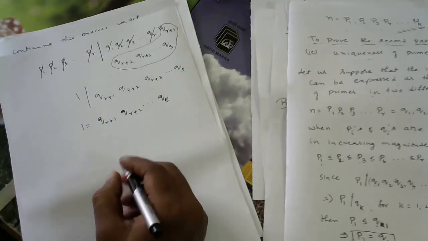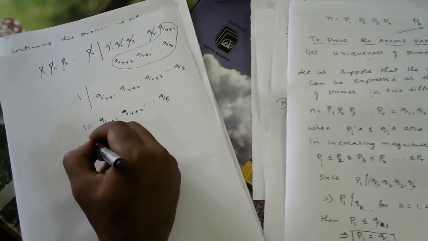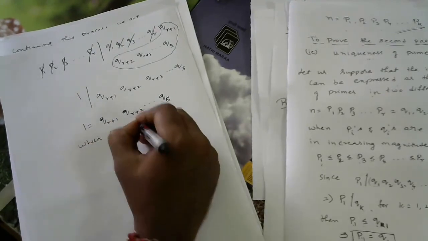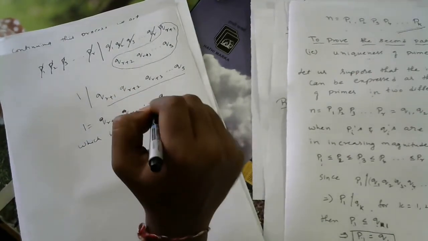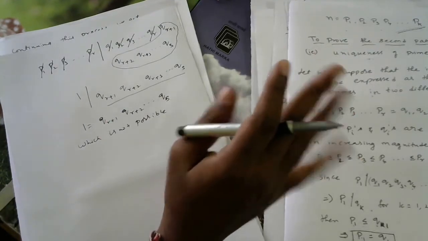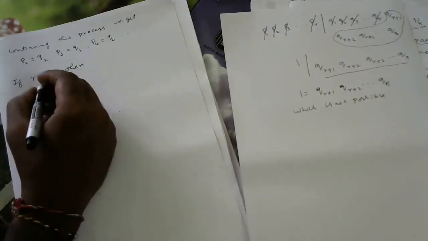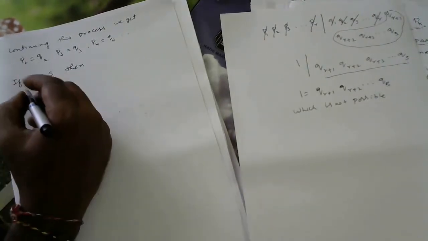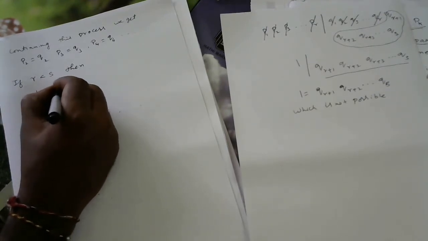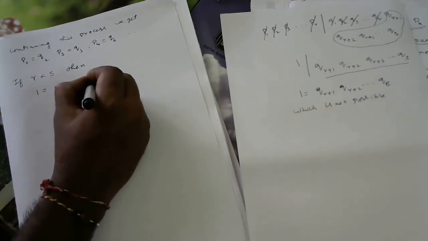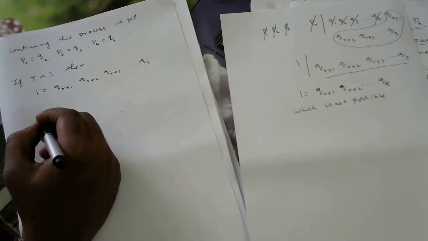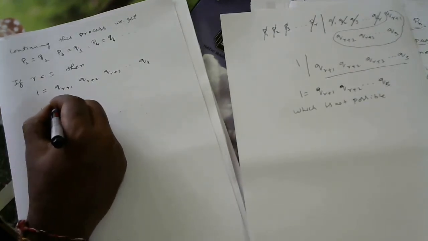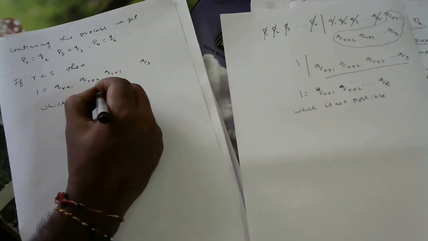So it is not possible. So here something it will get remainder here. So this is not possible. So this case is not possible. R less than S means then you can write 1 equals Q suffix R plus 1, Q suffix R plus 2, Q suffix R plus 3, so on up to Q suffix S, which is not possible.